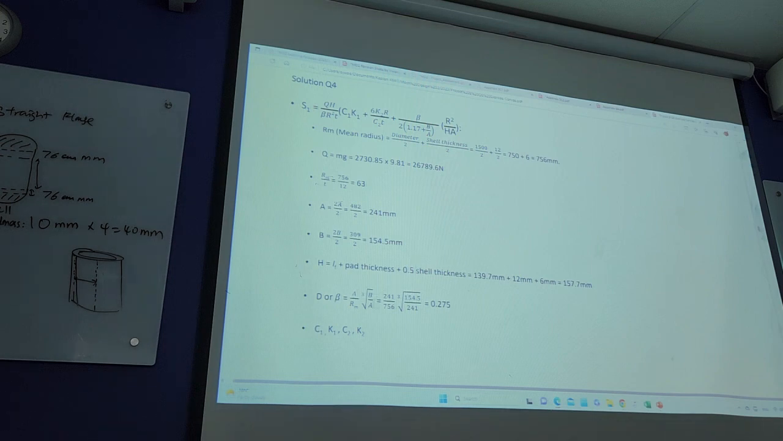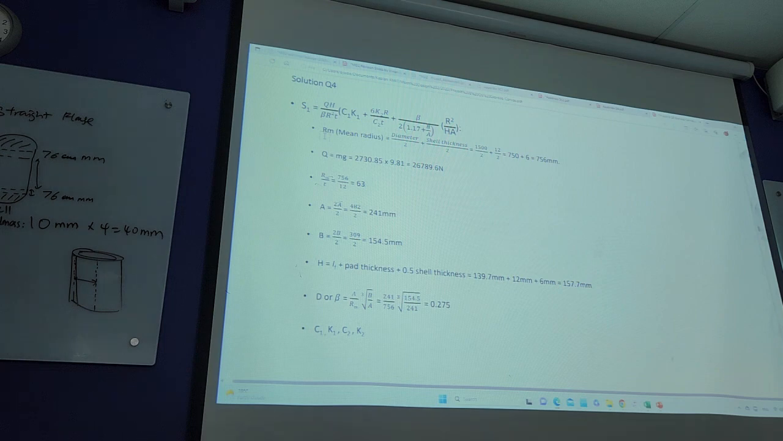Okay, so after that, our D or beta, alright, for this particular value, we need this beta. So 0.275. Alright, so now what happened is, to fulfill this S1, we already found out the Q, we found out the H, we found out the beta or D, we found out the radius, we have a thickness. Alright, the only thing we don't have is C1, K1, K2, C2. So that means C1, C2, K1, K2 we don't have.